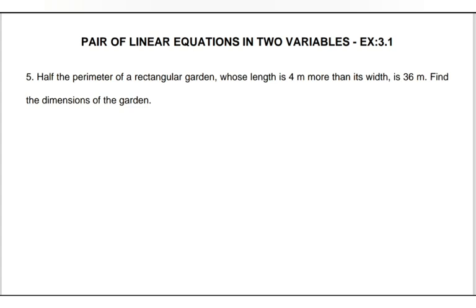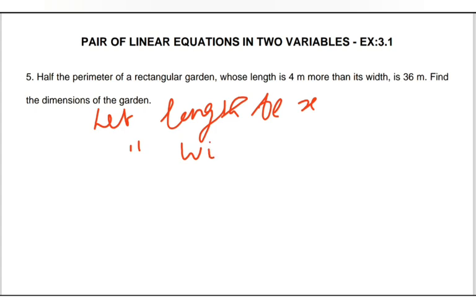So they are saying that half of the perimeter of a rectangular garden, whose length is 4 more than its width, is 36 meters. So we should find the length and breadth. Okay, so let us assume the length be x, and similarly the width be y. So we are taking two different variables.